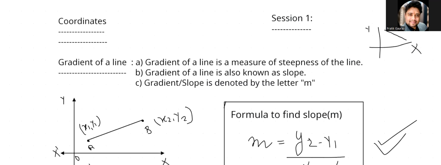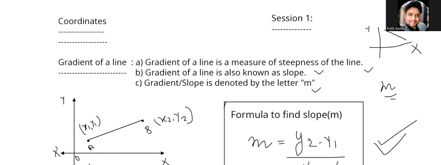Here I can read it for you that gradient of a line is a measure of steepness of the line. And gradient of a line is also known as slope. And gradient or slope is denoted by the letter M. If you are getting this letter M in coordinates, you have to understand this is the slope.